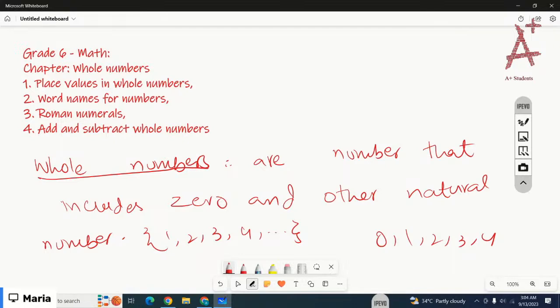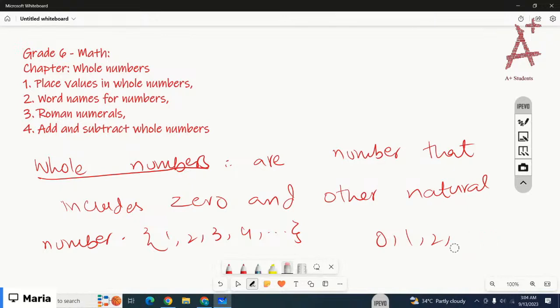Now, in today's lesson we're going to cover the place values in whole numbers. Let's do a quick review of place values. What is the place value? What do you know about place value? You can note down the definition of the place value as well.